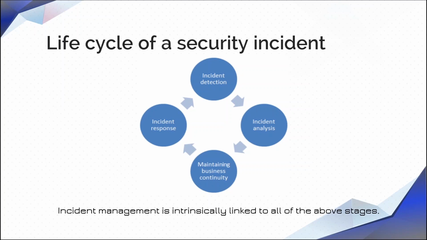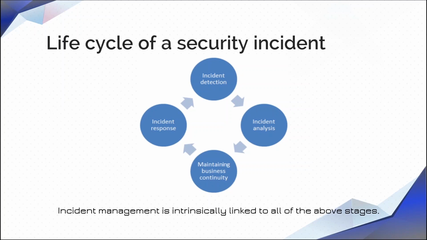But apart from that, you may also set up alerts for anomalous behavior in your network. You may have correlation rules set up to identify attack patterns in your network. So all of these come under incident detection. And like I said, that is what kicks off this entire security cycle, right?